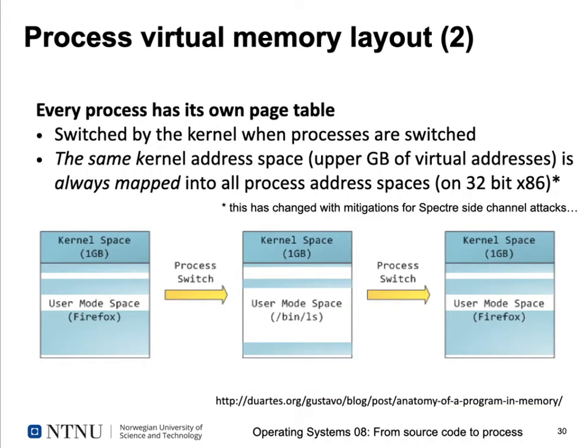So we've already seen that every process has its own page table, and it's the kernel's responsibility to switch between the different processes. And as I already said on the previous slide, the same kernel address space, so the upper gigabyte on 32-bit x86 machines on Linux, is always mapped, unless you have these Spectre and Meltdown mitigations, into all process address spaces. All right.